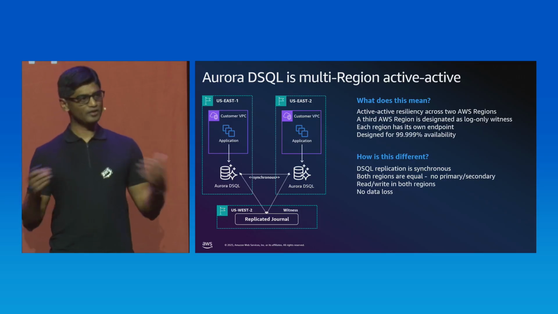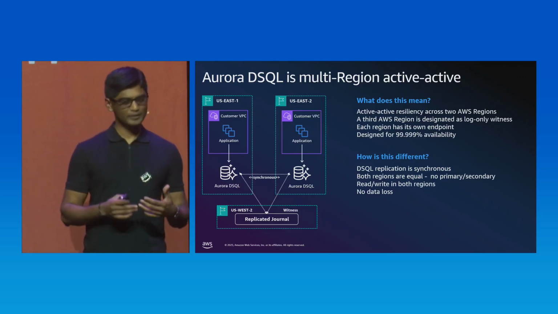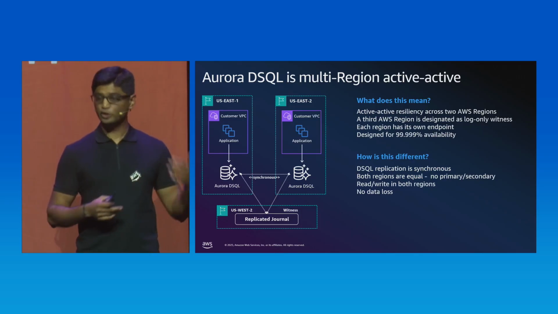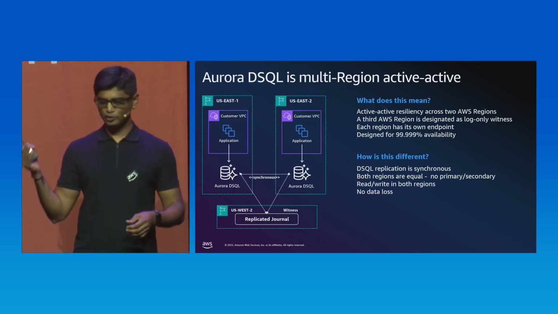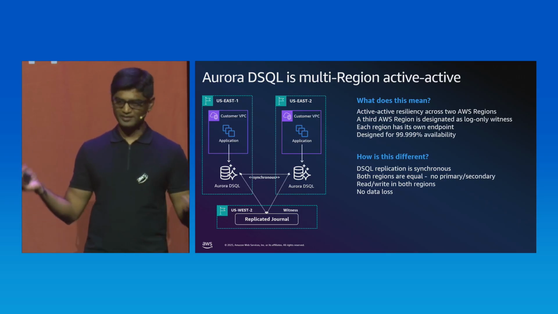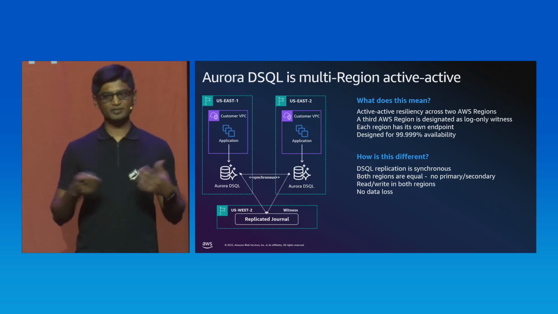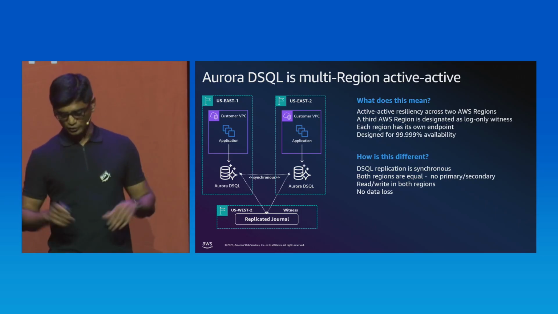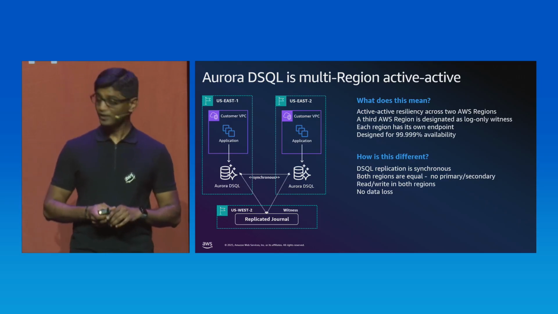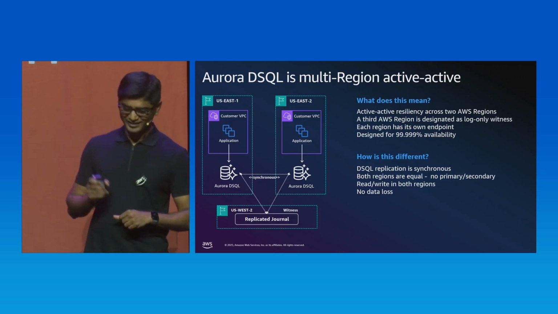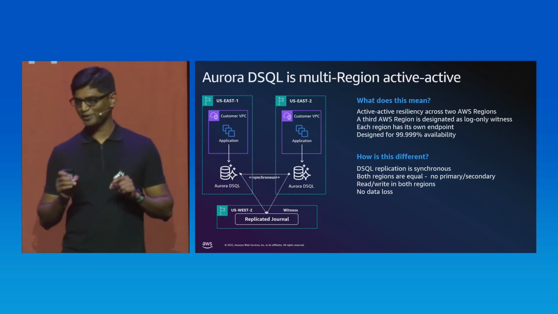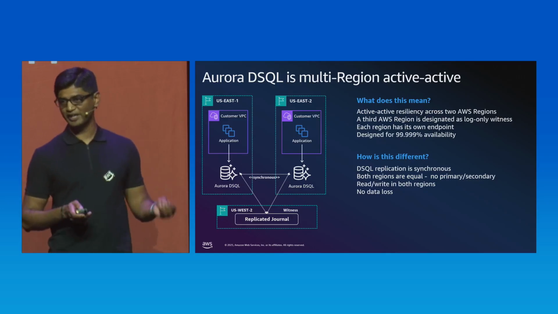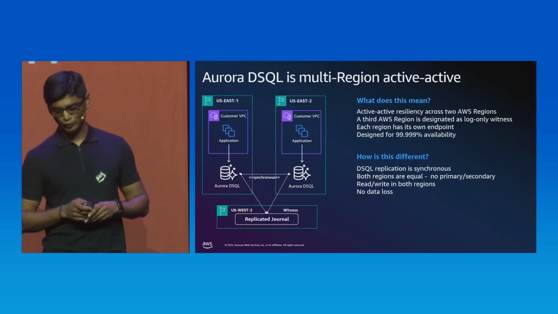Also, each region gets its own endpoint, which means if you have an application in US East 1, you can perform reads and writes. And if you have an application in US West 2, you can perform reads and writes in both regions. Imagine your application thinking it's a single region; DSQL is doing the work for you, right? Another thing I want to mention is that this is the first relational database in AWS designed to provide five nines of availability for workloads.